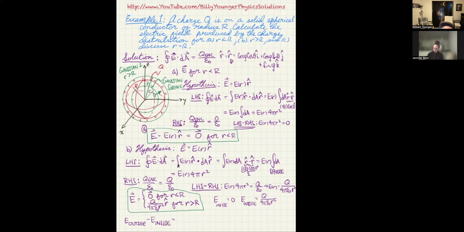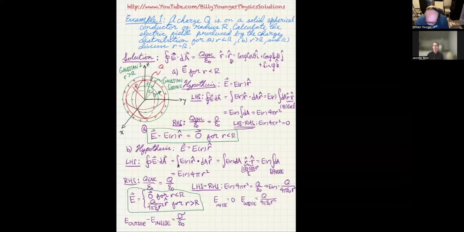we end up getting, notice Q divided by 4 pi R squared is the charge per unit surface area. Does that make sense? Yeah, you're shaking your head. Yes, so that's cool. So we could actually call this sigma over epsilon naught.